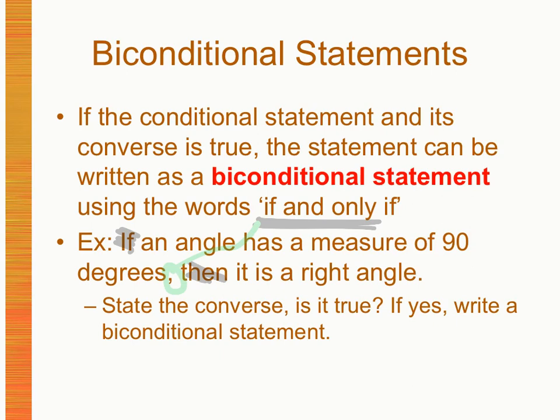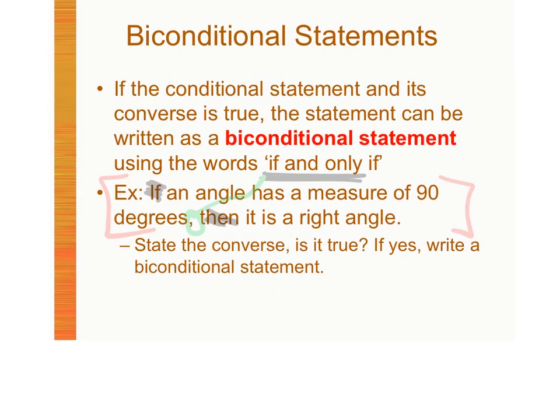So the first thing we need to do is take a look at our statement and decide, is my original statement here a true statement? So my original statement here is, if an angle has a measure of 90 degrees, then it is a right angle. Is that true? Yes, it is. Now we're going to state the converse, and we're going to check to see if that's true. Remember to state the converse. This is where we're going to switch the order. So the conclusion becomes the hypothesis, and the hypothesis becomes the conclusion.